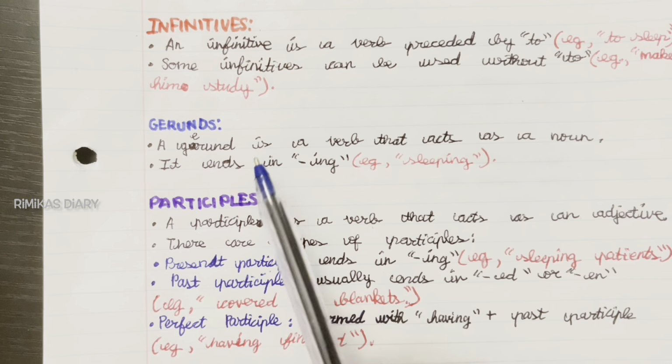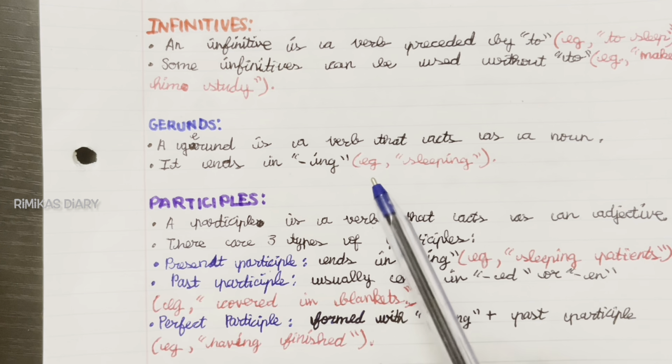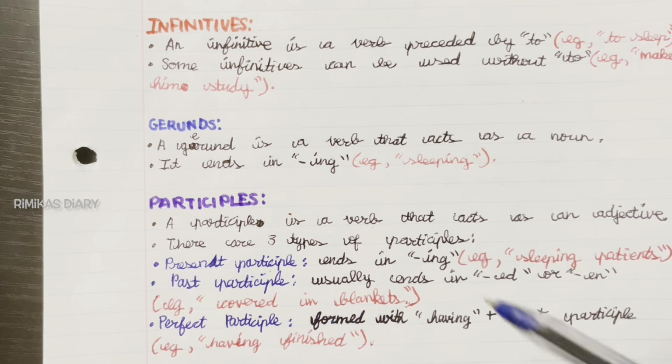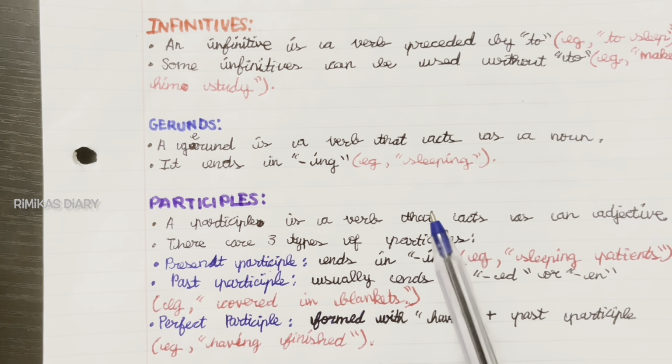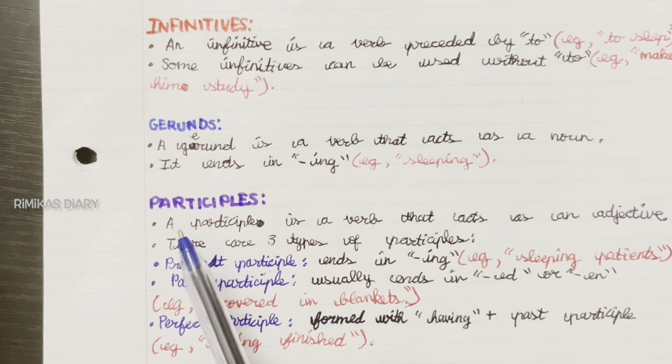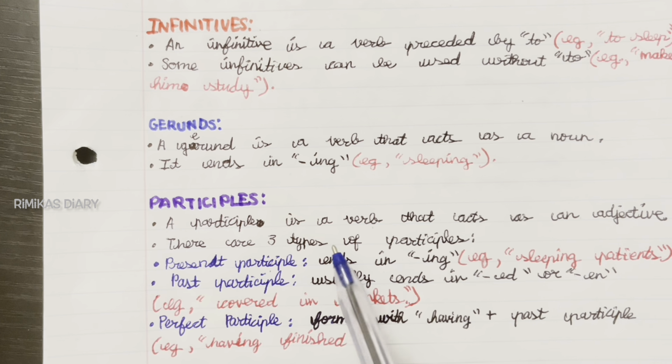Next, gerunds. A gerund is a verb that acts as a noun and it ends with ing. Example, sleeping. Next, participles. A participle is a verb that acts as an adjective. There are three types of participles: present participle, past participle, and perfect participle.